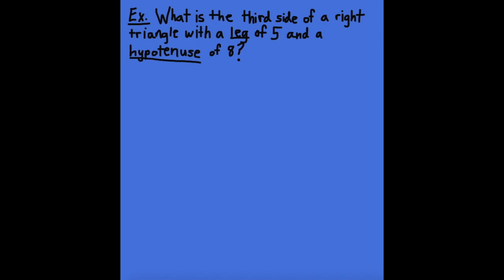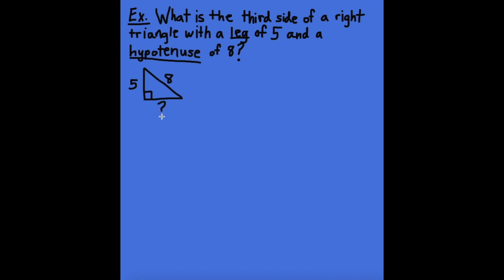And if a problem doesn't give you a picture, let's draw a picture. So we have a right triangle, and this is the right angle. We have a leg that is equal to 5, and the legs always touch the right angle, so this is the leg. The hypotenuse is always opposite the right angle, so the hypotenuse, which in this case is 8, is right here. And this is the side we want to solve for.